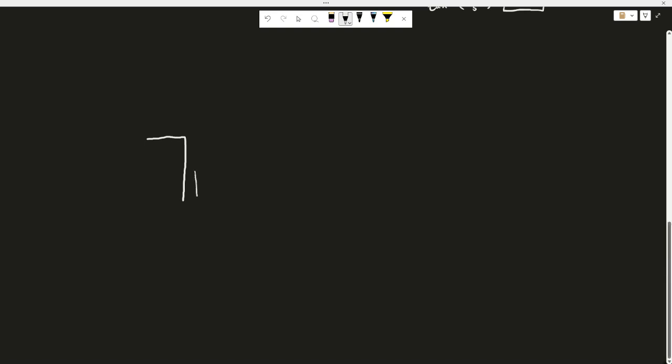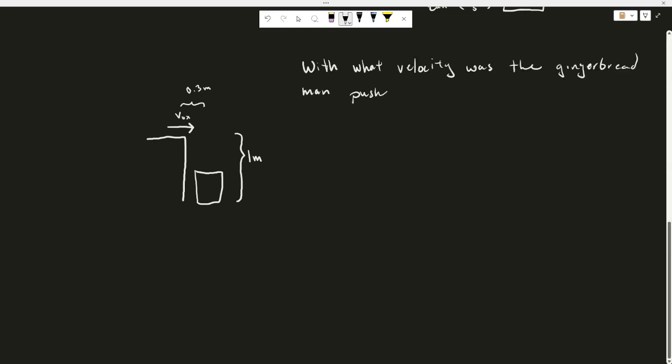So Lord Farquaad is going to push the gingerbread man off the table. Since Lord Farquaad does not push the gingerbread man down while he pushes him off the table, we only have an initial velocity in the x direction. So V naught x is equal to V naught. I'm also going to assume that the table is 1 meter high and that the trash can is 30 centimeters, or 0.3 meters, away from the table where the gingerbread man starts to fall. With that information, we can figure out with what velocity the gingerbread man was pushed off the table.